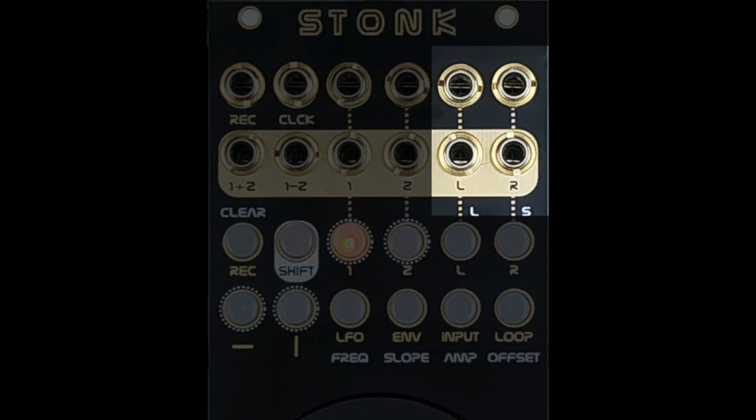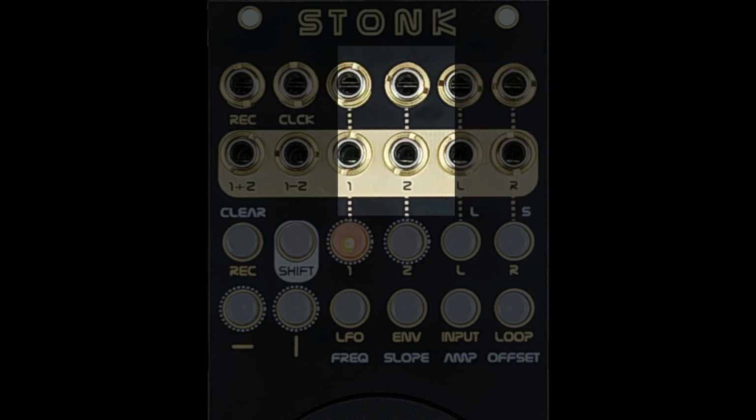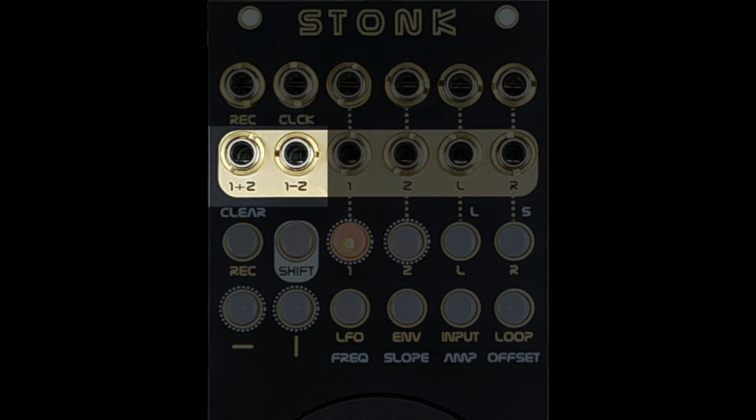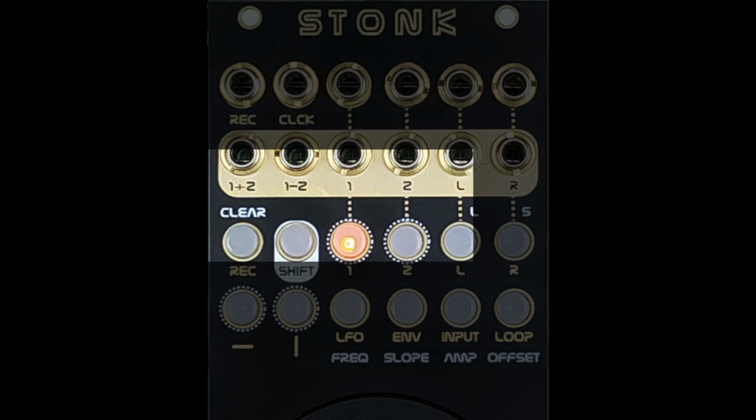2 audio in and out, AC coupled. 2 CV in and out, DC coupled, plus or minus 5 volts. 2 extra CV outputs, plus or minus 10 volts. These are the analog sum and difference of the CV outputs 1 and 2.